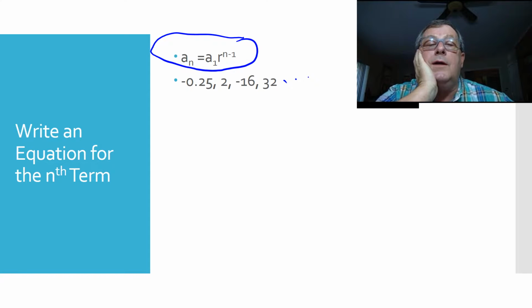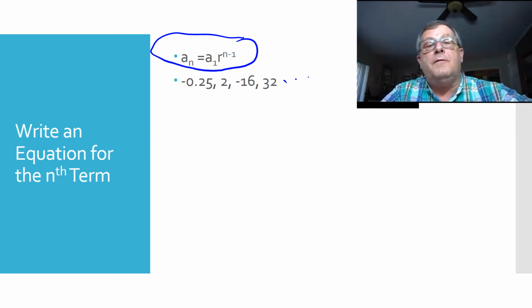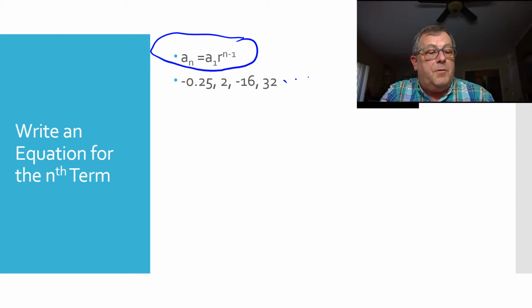Well, I know what A_1 is. That's negative 0.25. But what I don't know is the common ratio. But I've got enough information here to figure it out. And you may remember from chapter section 10.1, the way I find the common ratio is I take the second number of the sequence, 2, and I divide it by negative 0.25. And that comes to negative 8.